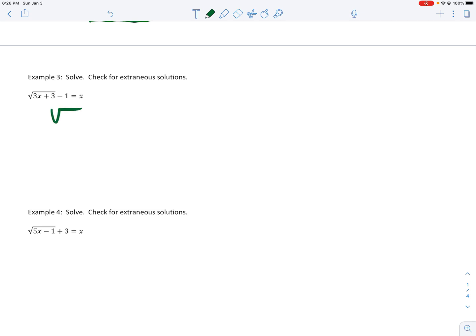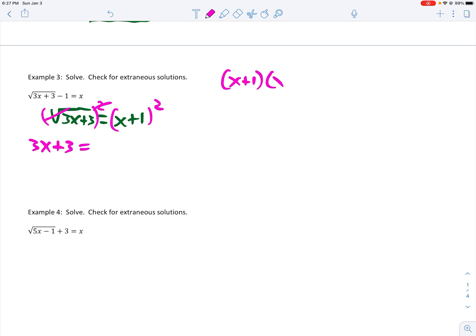Okay. So example 3, solve and check for extraneous solutions. So I'm going to add 1 over. So this is x plus 1. So now you have the radical. I want to get rid of the radical. So what I'm going to do is I'm going to square both sides. On the left side, that's easy. The 3x plus 3 is all that's left, because the radical and the square reduce away. Now on the right side, you have x plus 1 squared. So this is a little different. Remember, that means you have an x plus 1 times x plus 1. So we're going to have to use the distributive property, FOIL it out.